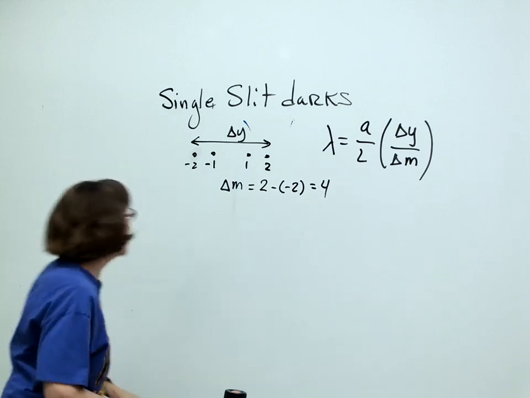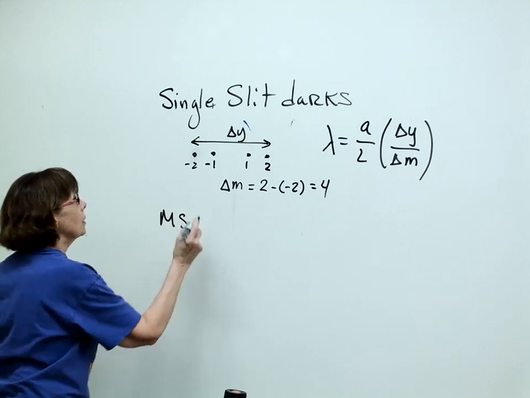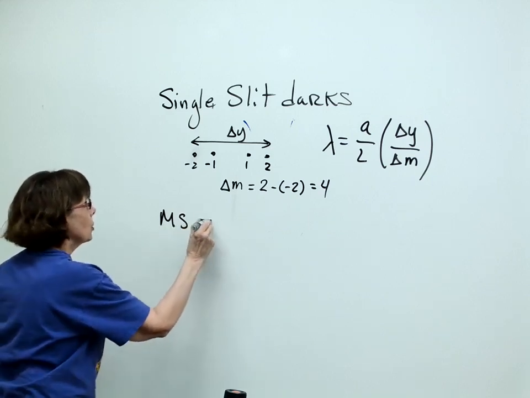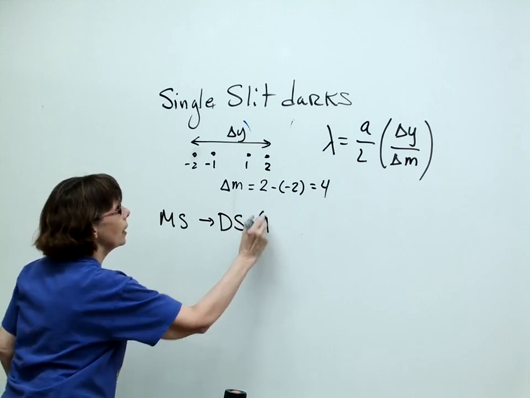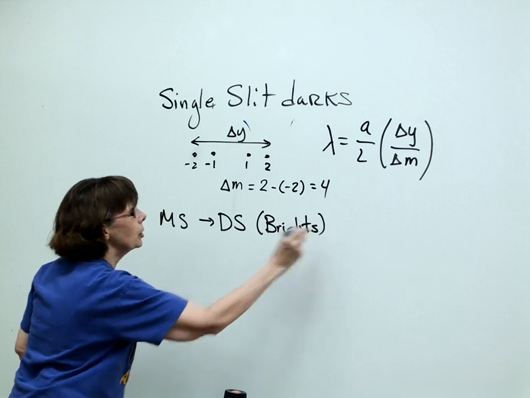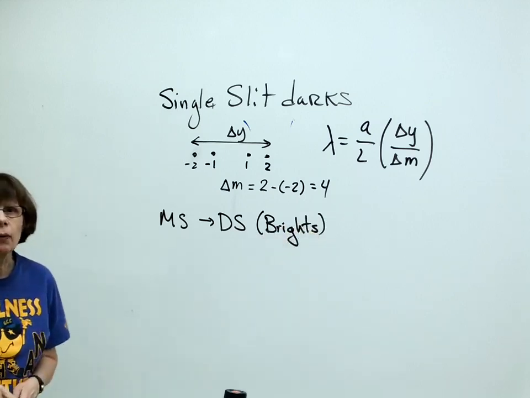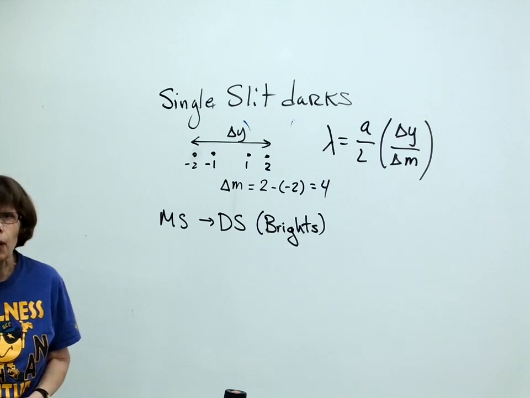Now for the multiple slits, basically this is the destruction method. So you're using the same thing as your double slits, but you're using it for brights. That's because there's destructive interference everywhere but at the very tip of the double slit brights.